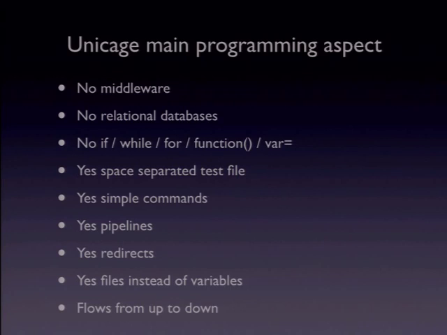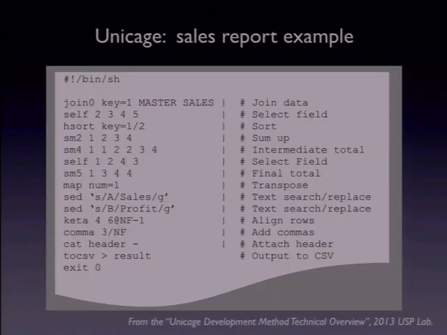Looking at a real shell script, we can understand. USP calls the next page's shell script an application. This is the application. The three-line join0 key, one master and sales. Master and sales are space-separated text files. Master corresponds to the master table of a relational database, and sales corresponds to the transaction table of a relational database. Master is master, sales are transactions.